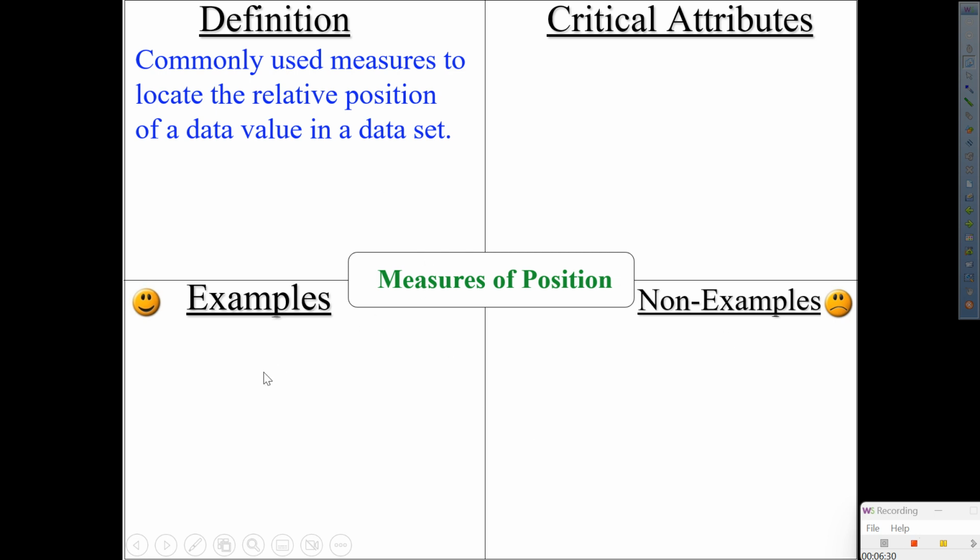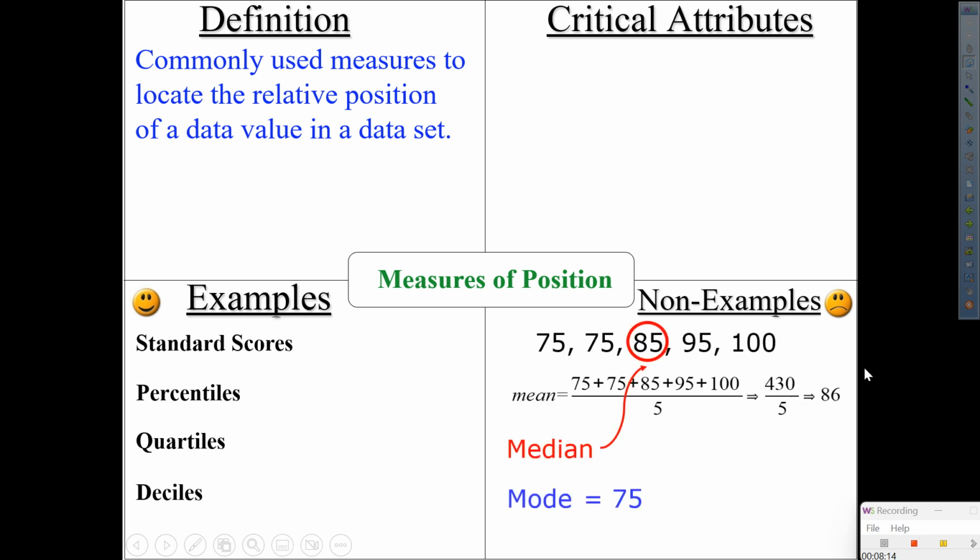So you're like, yeah. All right, so what are the measures of position? There's 4 of them: standard score, percentiles, quartiles, and deciles. Write those down, please. And for non-examples, you can write whatever. I'm going to use these. Tell your neighbor what these are as non-examples. What are they called?